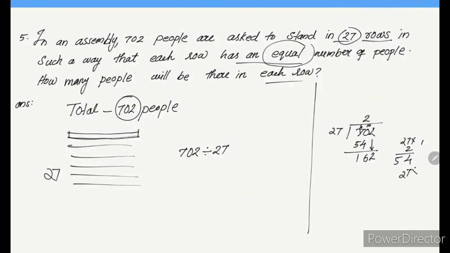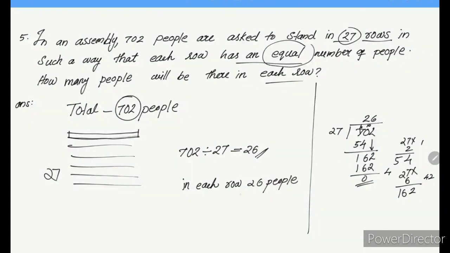What about 27 into 6? 6 into 7, 42, 2. And 4 here. 6 into 2, 12. 12 plus 4, 16. And we can write here 6. 6 into 27, 162. 0. And we'll get 26. What is 26? How many people will be there in each row? In each row, 26 people. That is our answer.